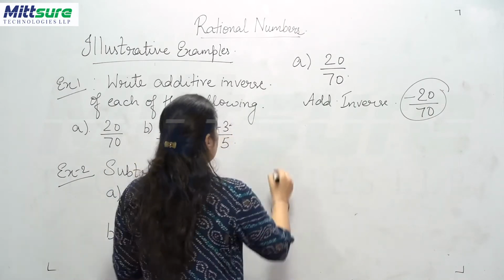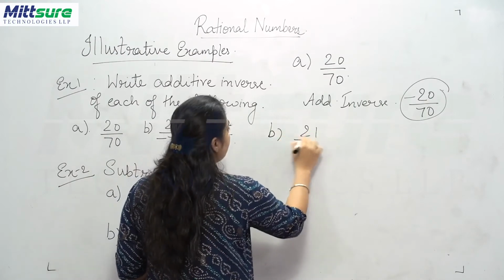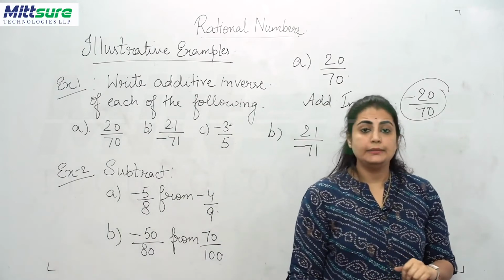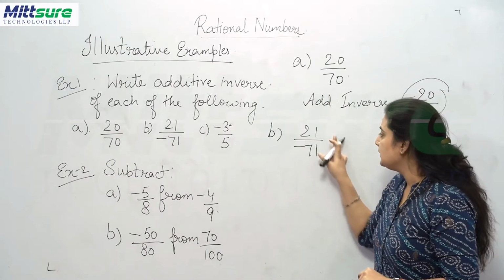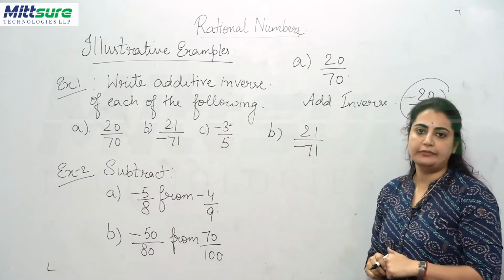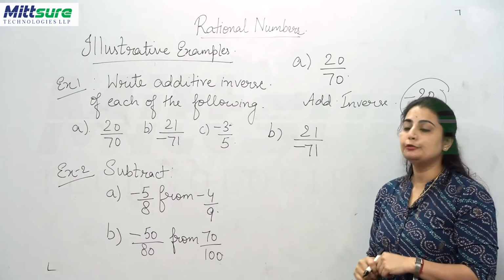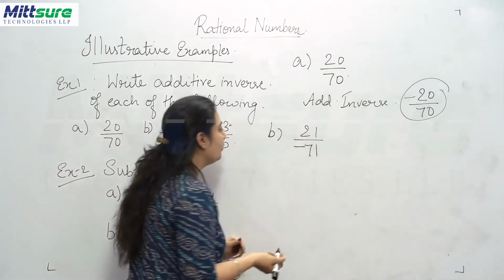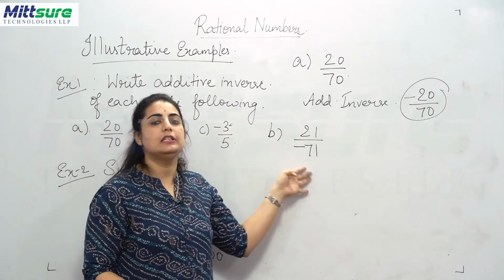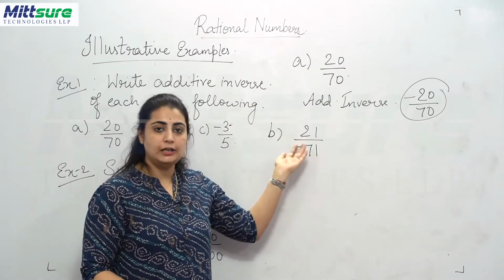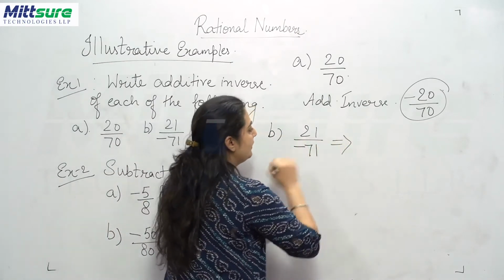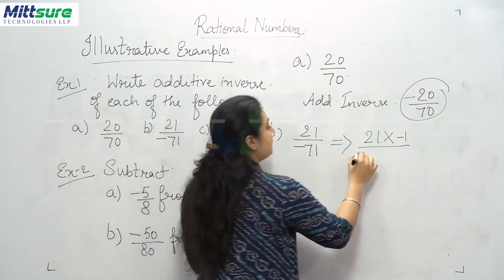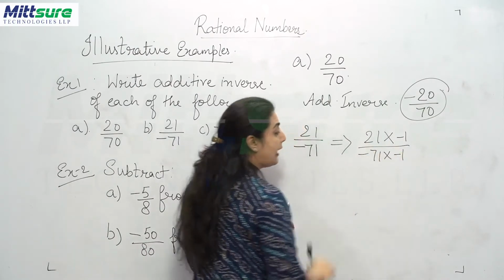Now the next question is B, that is 21 upon minus 71. Now here in this case, the question is not in the proper standard form of the rational number. So first thing we are going to do, we will change this into the standard form. Okay, so how do we do that? We all know that we cannot keep the negative sign with the denominator. It has to be shifted to the numerator. So let's revise once again. 21 will be multiplied by minus 1. Similarly, minus 71 will also be multiplied by minus 1.